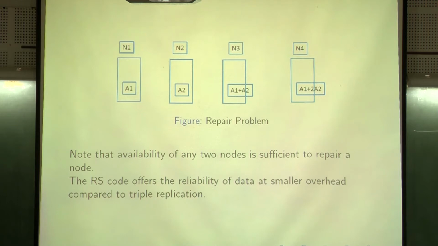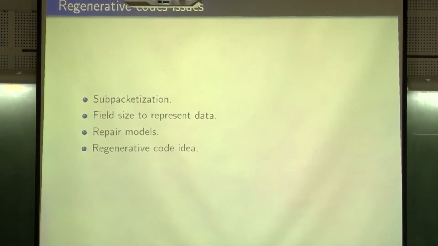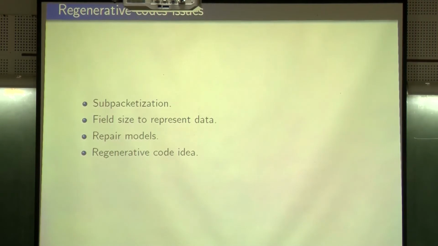Now, the idea in the regenerating code is to store these not as full packets, but to treat them as sub-packets or sub-symbols. So now you can have some kind of a half symbol, so instead of one symbol, you can have a half symbol. That's the sub-packetization idea that we'll go through.